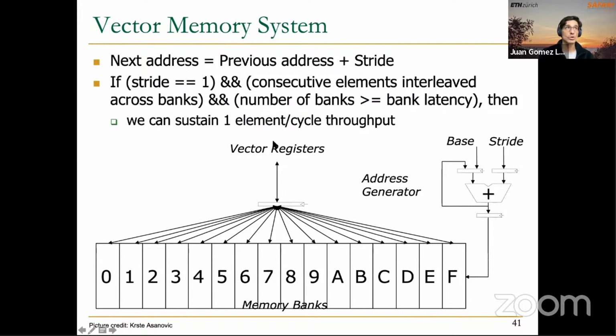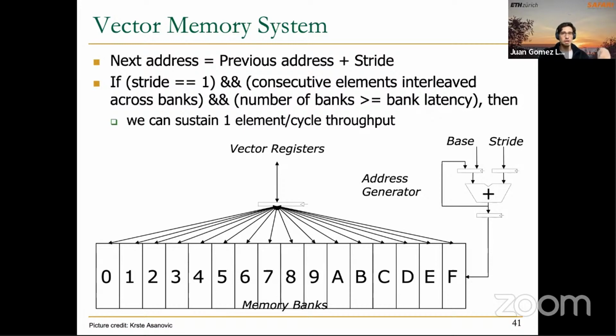And if this happens, we will be able to sustain one element cycle throughput. This condition here is also important because if you want to get one element every cycle when the memory starts outputting the elements, you need to have more banks than the latency, right? Because this way, before you finish sending addresses to the different banks, you're already receiving data from the initial banks.